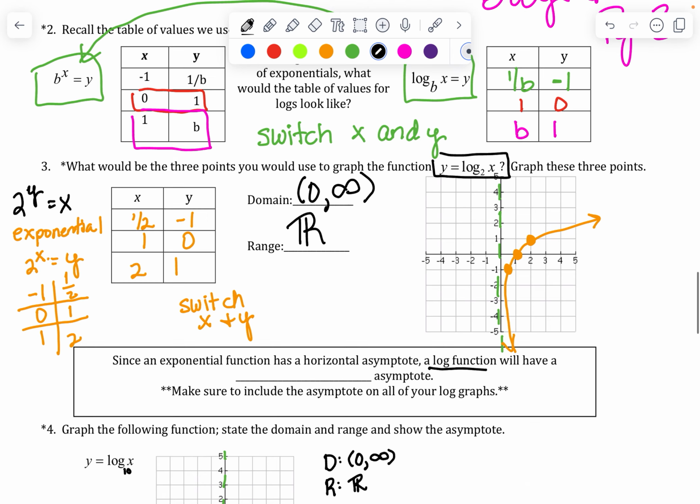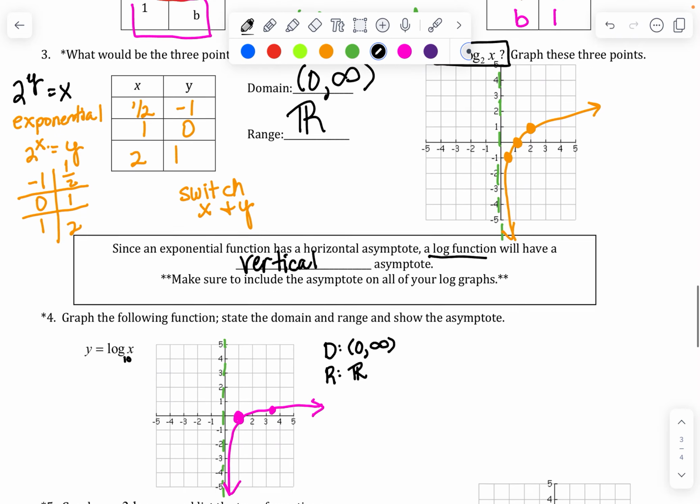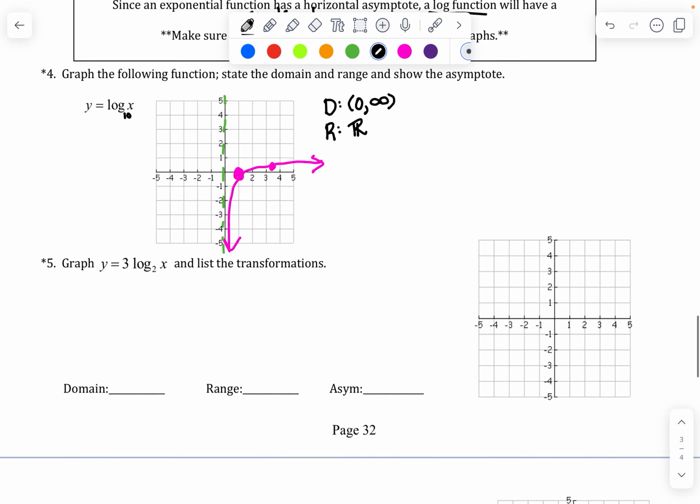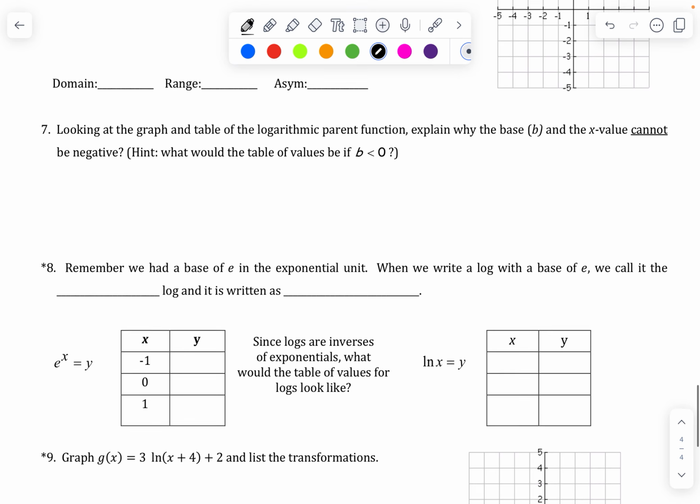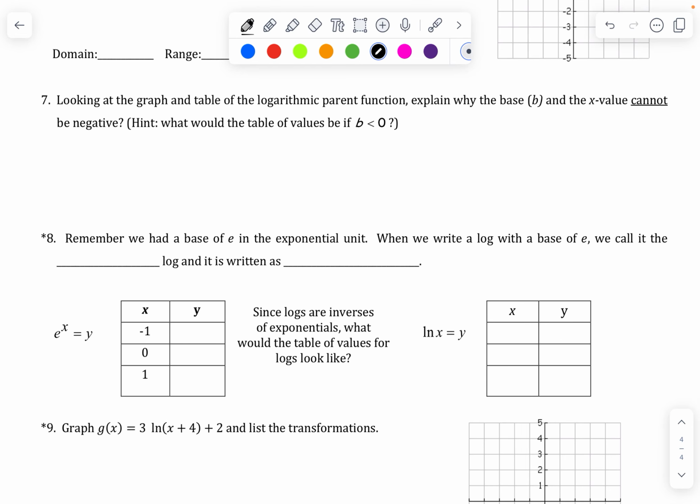So if we're over here, we'd have 1 over e here, then a 1, and then we'd have e. So over here, you're going to switch them and have 1 over e, -1, 1, 0, and e to the first.